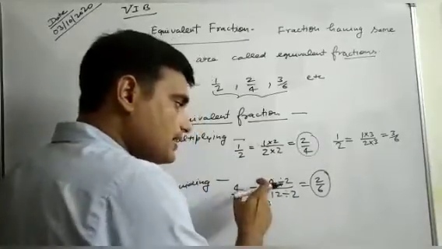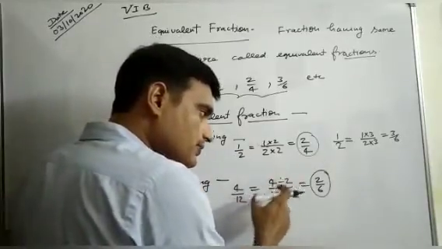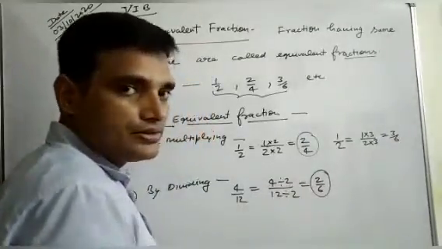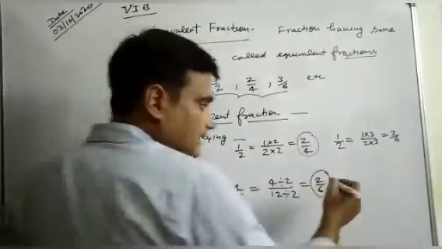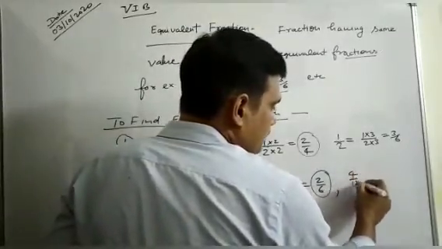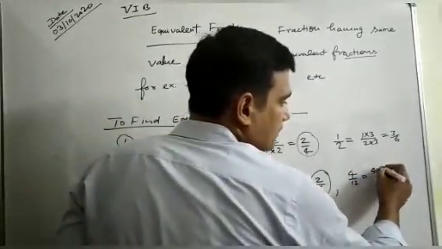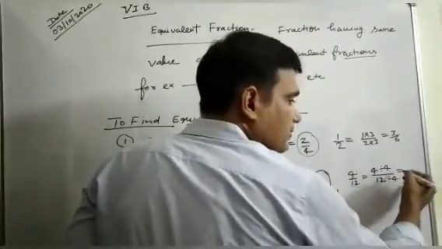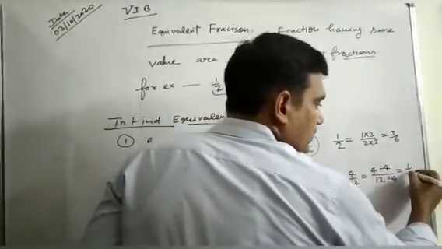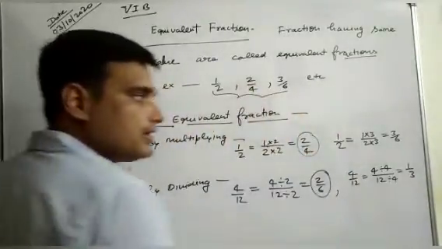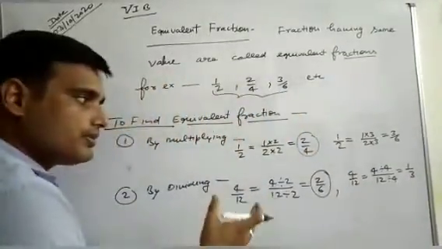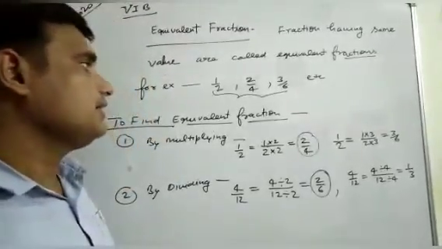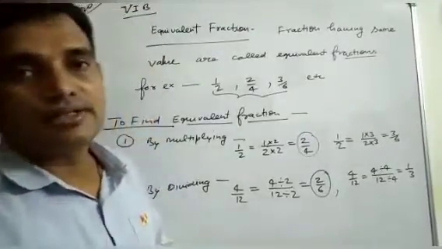Here you see that numerator 4 divided by 2 and denominator 12 divided by 2, we get 2 upon 6. Again, 4 by 12 is equal to 4 divided by 4 and 12 divided by 4. Here you get 1 upon 3. 1 upon 3 is also an equivalent fraction of 4 by 12. Therefore, in this way we find the equivalent fraction of a given fraction.